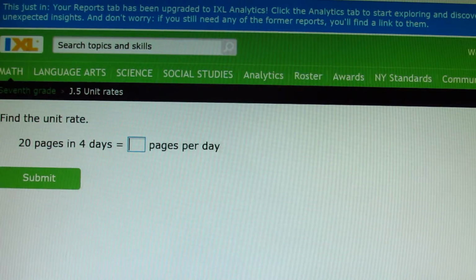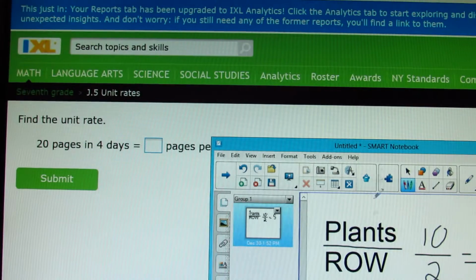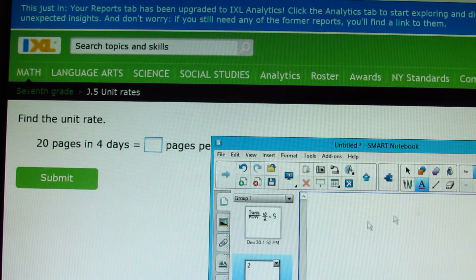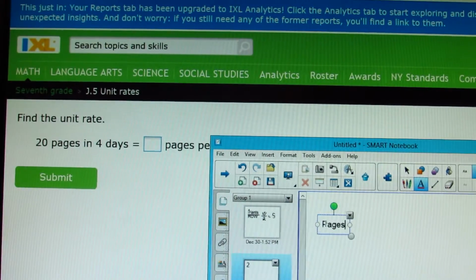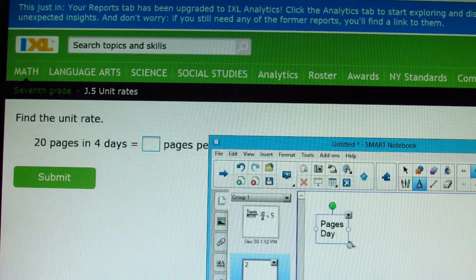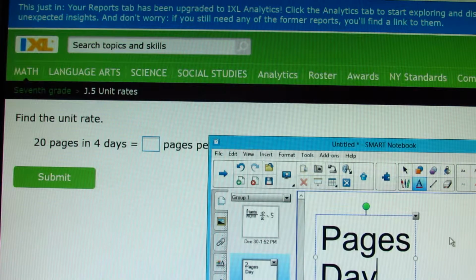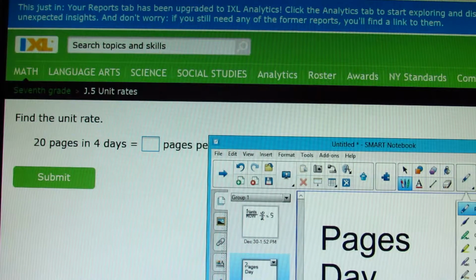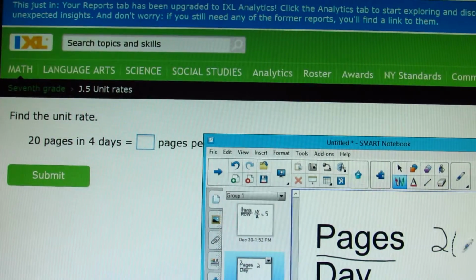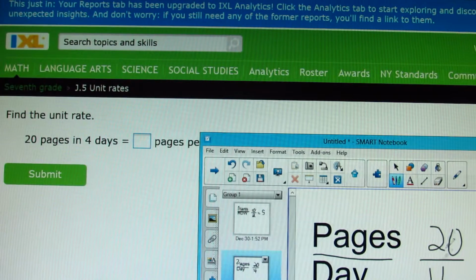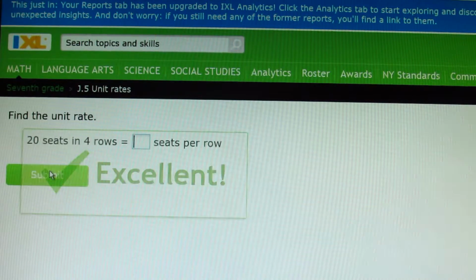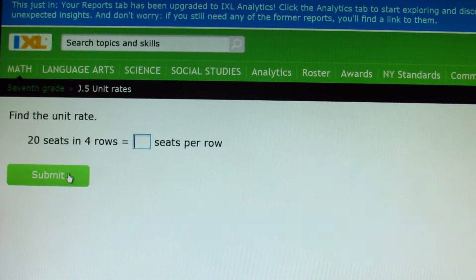Next one says pages per day. So again, instead of plants per row, it'll be pages per day. There we go, pages per day. And again, I'm just going to divide in that order. Pages, 20 pages per 4 days. 20 divided by 4 is also 5. And there we go. All right, that's the first one.